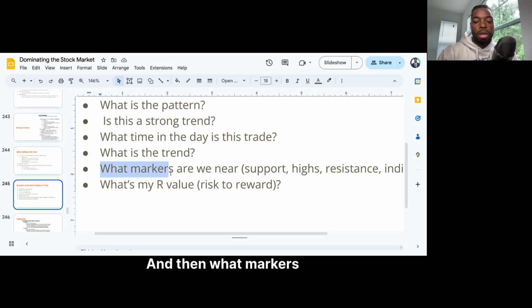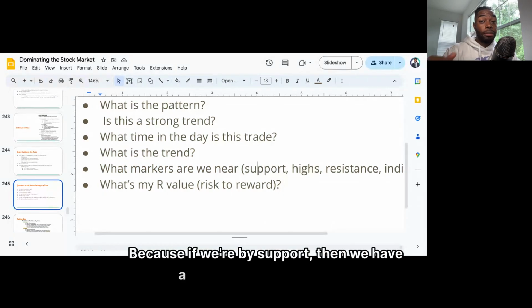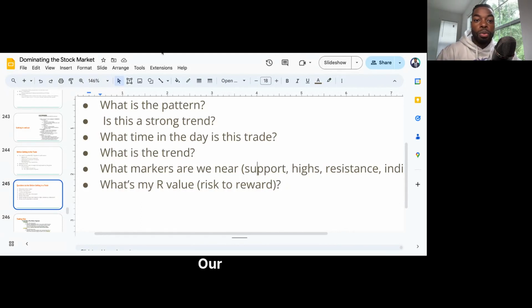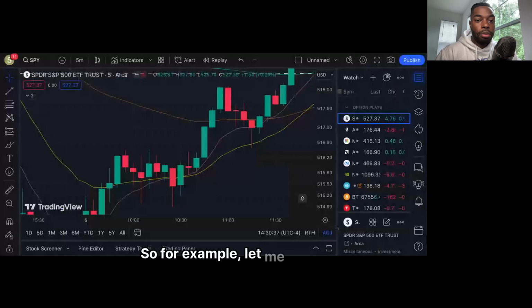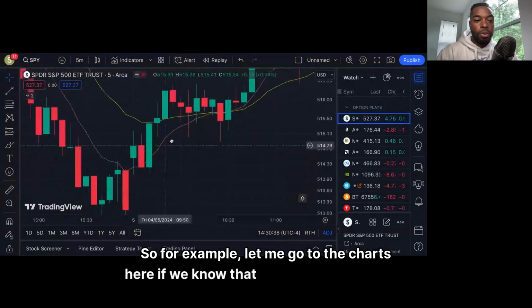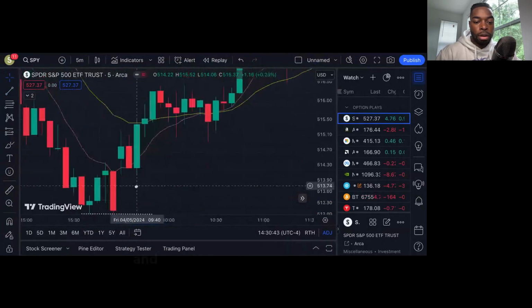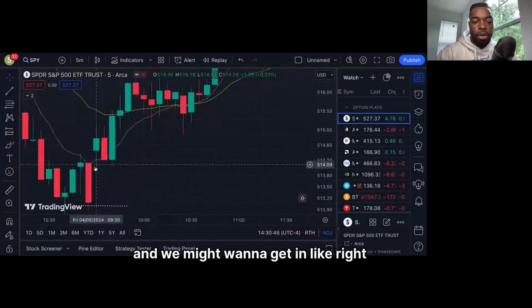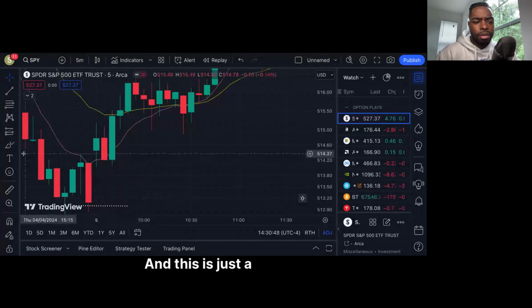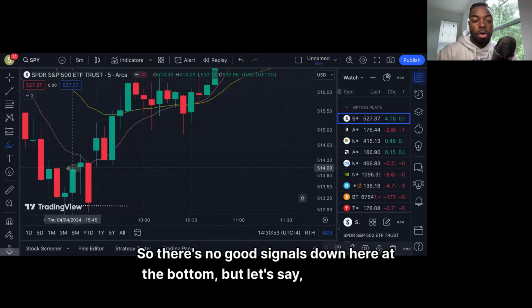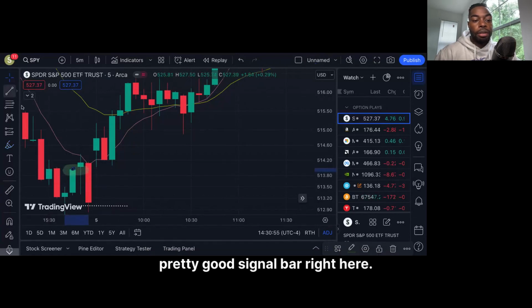And then what markers are we near? Are we by support? Because if we're by support, then we have a bigger reward to our risk. So we're risking to that support area, that small area, and then our reward is higher. So for example, let me go to the charts here. If we know that we have support down here, then we might want to get in right over here somewhere. And this is just a fake example, okay? So there's no good signals down here at the bottom, but let's say this is a pretty good signal bar right here. This is a big green bar.